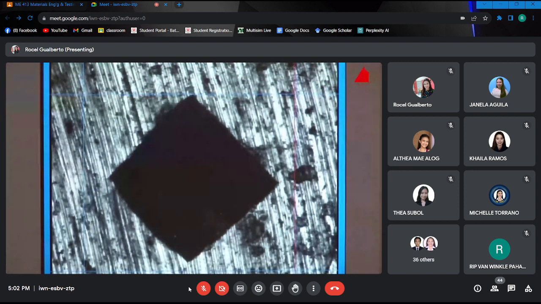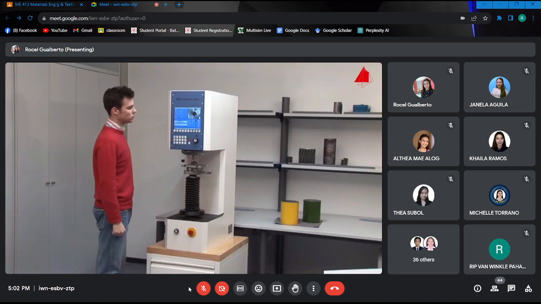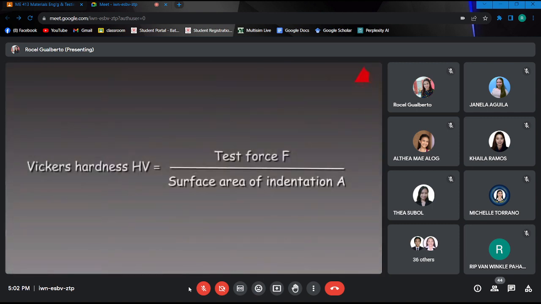With the control knob, the tester now places 4 measuring lines at the corners of the indentation. Doing that, he can easily measure the length of the 2 diagonals. Finally, he only has to push the input key. The Vickers hardness value will then be calculated automatically.